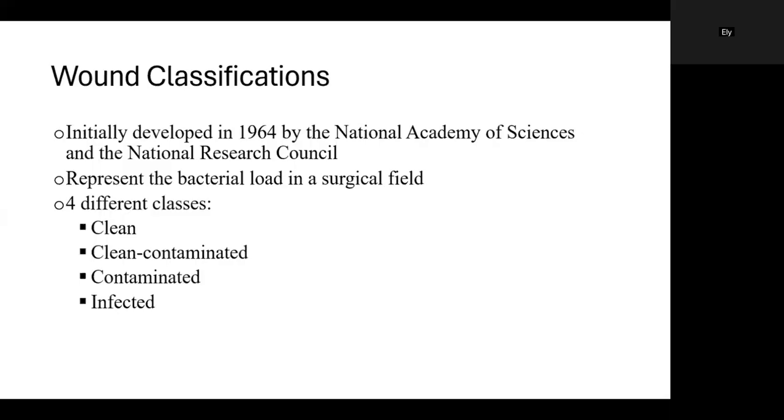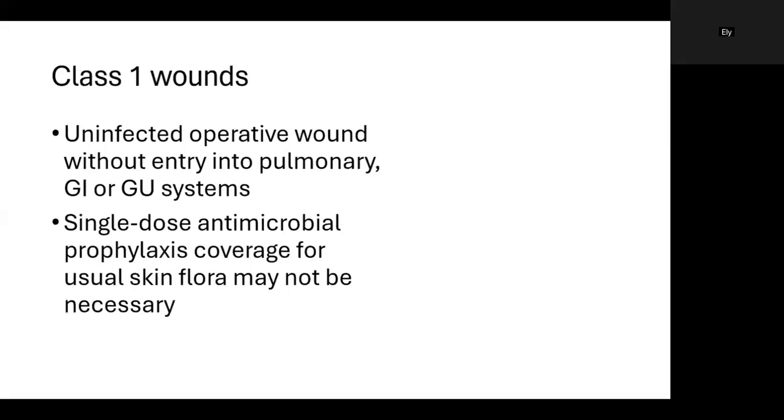They were initially developed in 1964 by the National Academy of Sciences and the National Research Council, and they have four different classes. There's clean, clean contaminated, contaminated, and then infected. So first of all, class one wounds are by definition uninfected, an uninfected operative wound without entry into the pulmonary, GI, or GU systems. These actually include minimally invasive surgeries like robotic surgeries for some renal tumors and adrenal tumors as well.